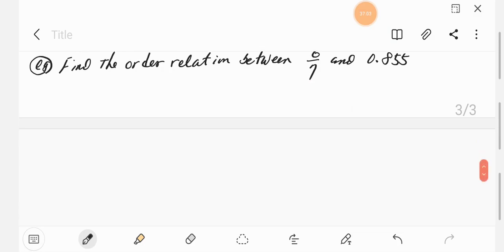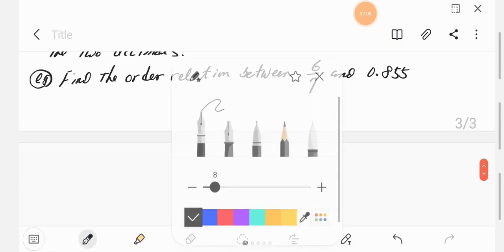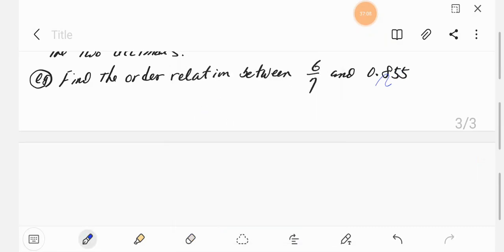When you rewrite it, look at this. This one has 3 decimal places, right? So we need to find up to 4 decimal places so that we can actually compare this. So we will do what? This one has 3 decimal places.